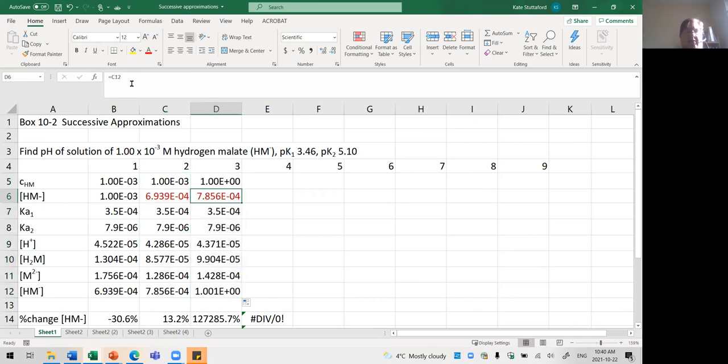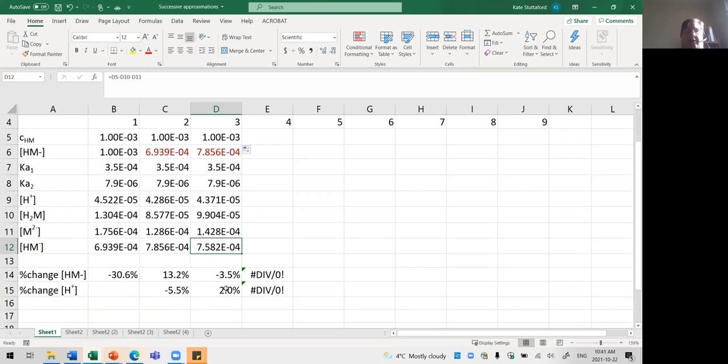So now this is equal to this. All right, something's weird. That can't be right. Why didn't that copy over properly? There we go. Okay, so now our change is 3.5%. So again, we're getting closer and closer to where the HM minus concentration is actually making some sense. So now it's at about 75%. So we started out at 70%, went up to almost 80%, and now we're down to about 75%. Okay, so that's looking a little bit better.